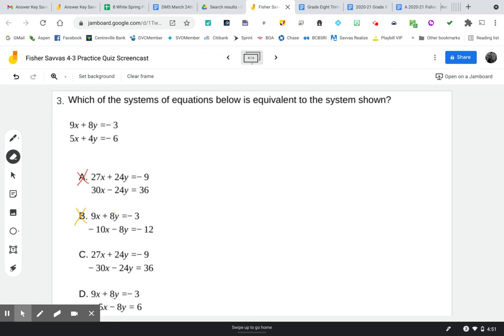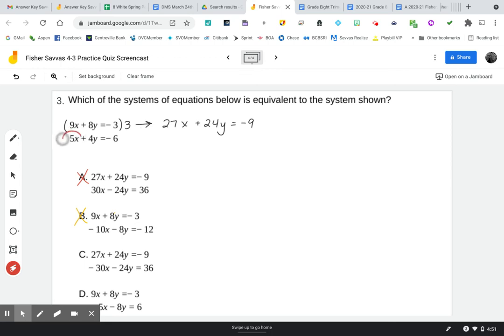All right, if I look at the top equation in C, I have 27x plus 24y is equal to negative 9. We've actually already done this. So to get from this equation to this equation, it looks like we need to multiply through by 3. So if I multiply this entire equation by 3, I have 27x plus 24y is equal to negative 9. If I look at the second equation, I need to go from 5x plus 4y equals negative 6 to negative 30x minus 24y is equal to 36.